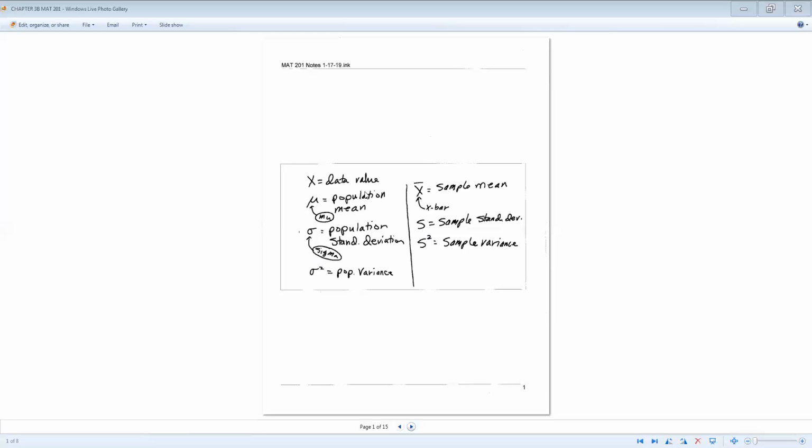So notice your notation will change according to whether you're dealing with the population versus your sample. They would expect you to know that once you see this symbolism, this is what you would use when dealing with the population, and this is what you would use dealing with the sample. And they don't have to let you know that you're dealing with the population versus sample. They would just give you the symbol that represents it. No matter what, your data value will always be represented by X.